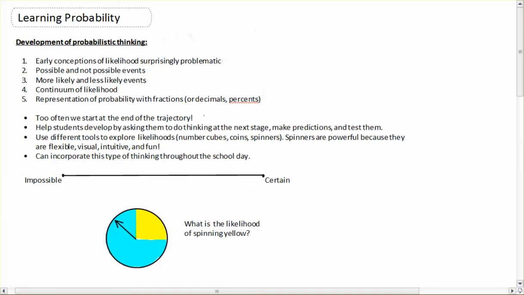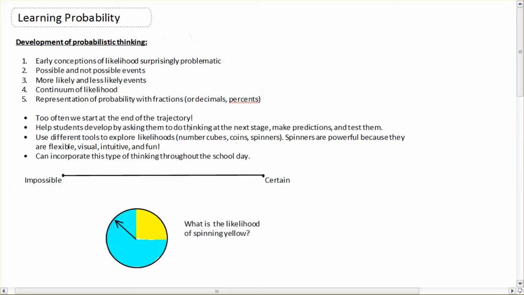A couple things to note. Too often we start at the end of the trajectory. We start at representing probability with fractions, decimals, and percents in school, and kids don't have some of these conceptual ideas, and they probably don't have a sense that there's a continuum from impossible to certain to think about. So we need to start at the beginning with kids and begin discussions broadly. Is this possible or not possible? Is it likely or less likely? And develop this idea of a continuum of likelihood before we add the fractions or decimals or percents.